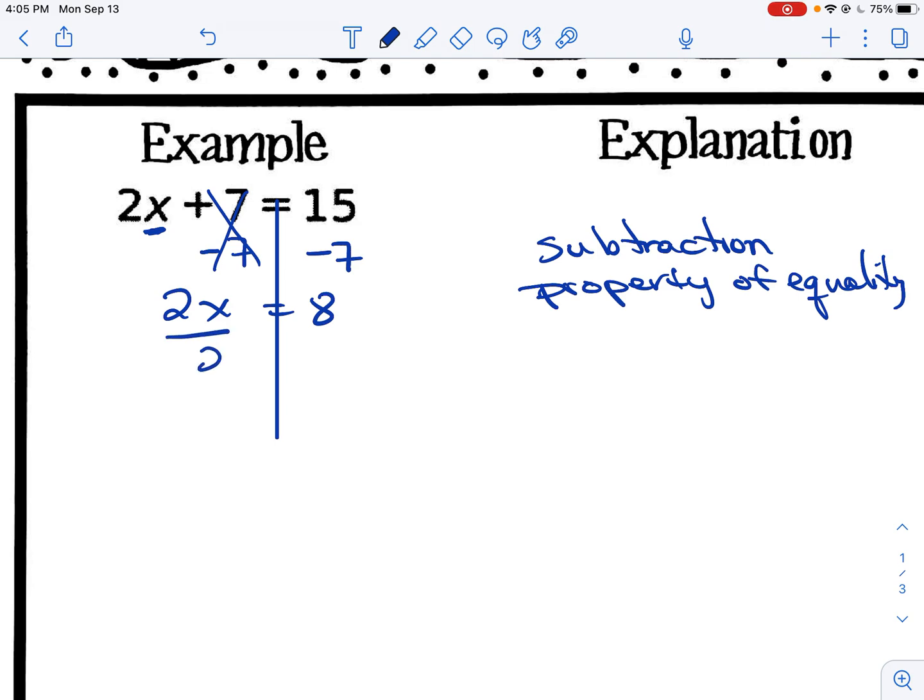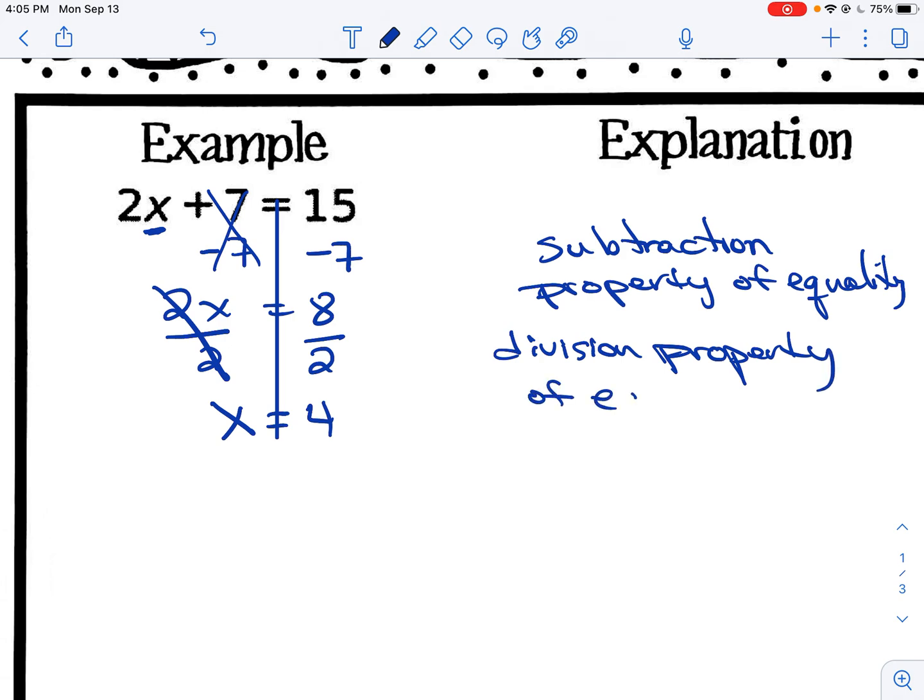Then I want to isolate the variable, so I need to divide both sides by 2. When I divide by 2 here, I get a 1 in front of the x, but we don't write that 1. And 8 divided by 2 is 4. We did the division property of equality.